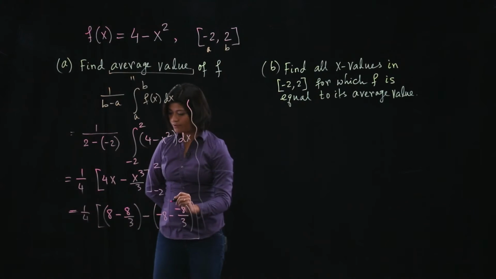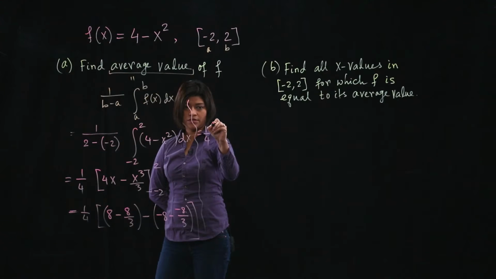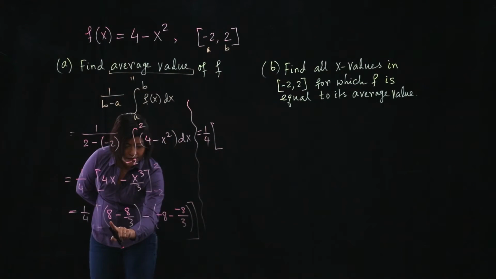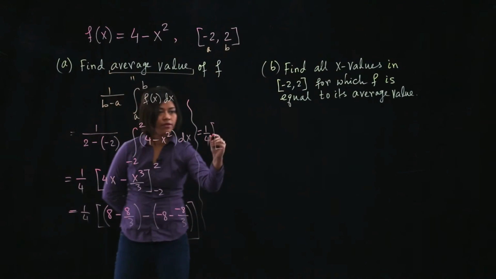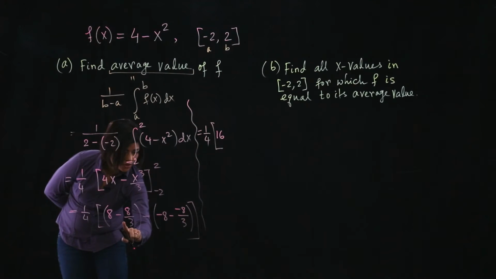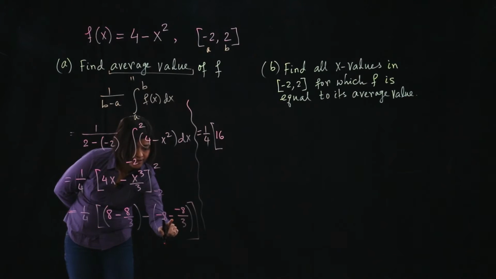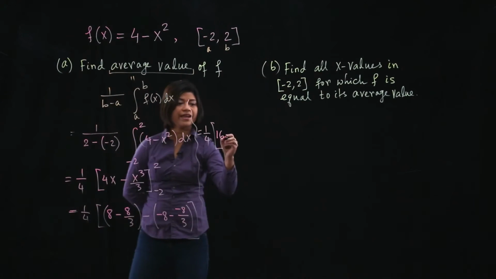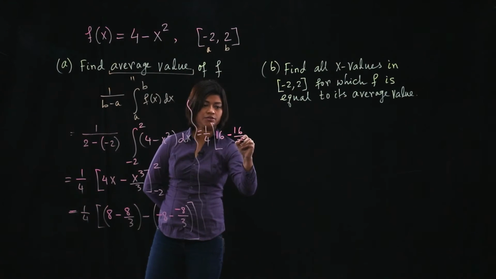So let's see what the value is. We have 1/4 times, we have 8 and we have a +8 here. So you can add them, 8 plus 8, you get 16. Then we have a -8/3. Here we have a negative times negative, positive, times negative is a -8/3. So 16 minus 8/3 minus 8/3, so -16/3.